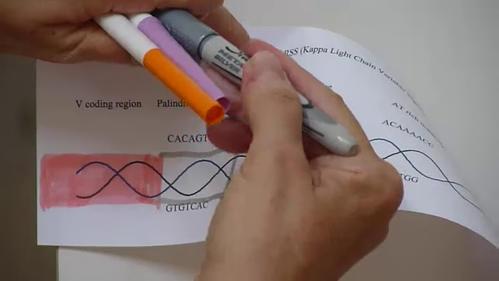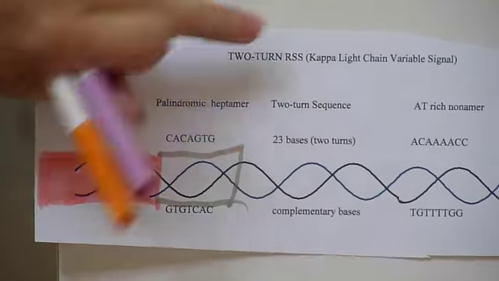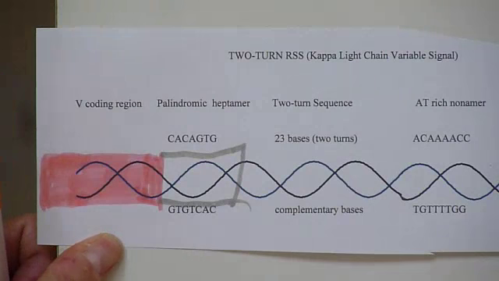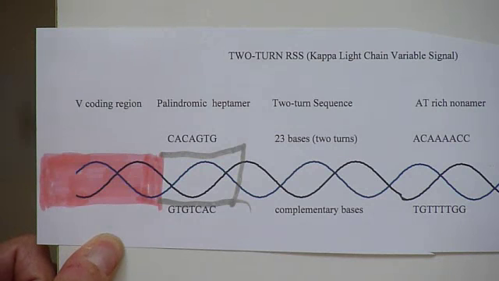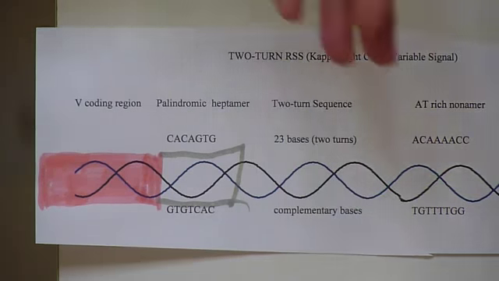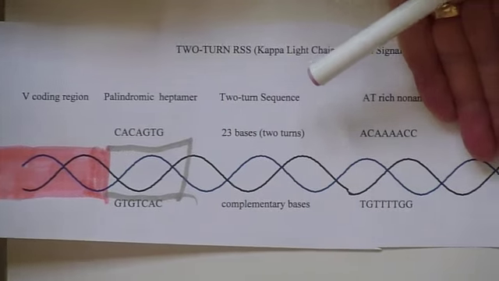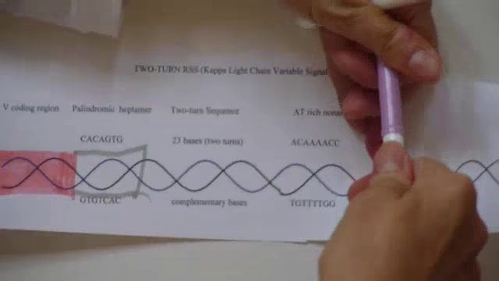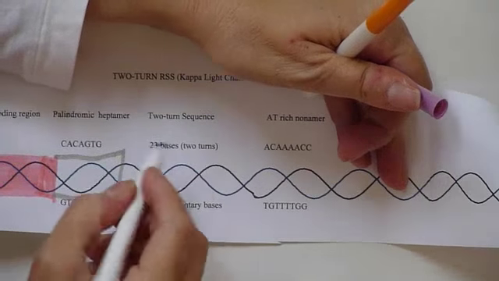This heptamer is a palindrome. And if you read those sequences carefully, you can see that they say the same thing whether you read them forwards or backwards. And that's palindrome, like Madam, I'm Adam, or Able I was, ere I saw Elba. In any event, it's something that reads the same forward and backwards, and that's going to be important in generating some of our loops later on. What follows after that is a 2-turn sequence, and that's simply 23 bases.